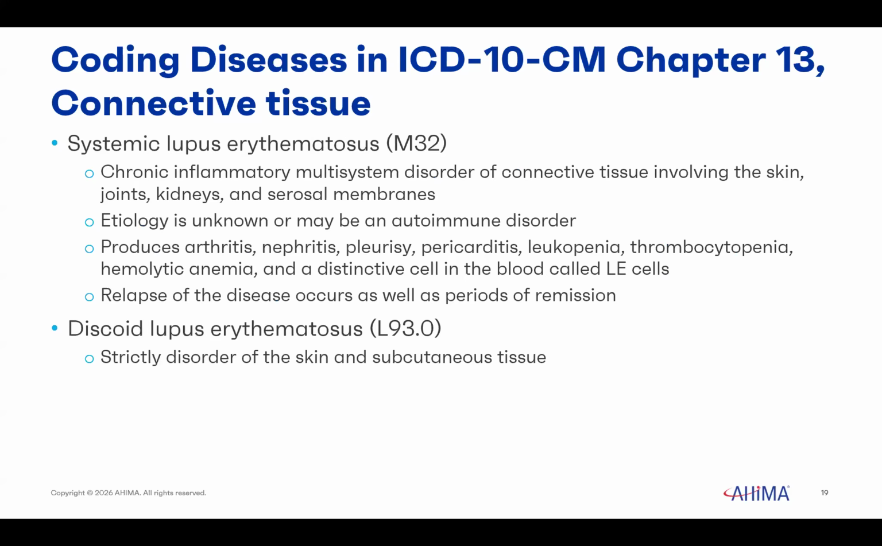Systemic lupus erythematosus affects multiple organs and tissues and can present with a wide range of symptoms. We also have discoid lupus, which affects mainly the skin. And the coding distinguishes these because they behave very differently clinically.